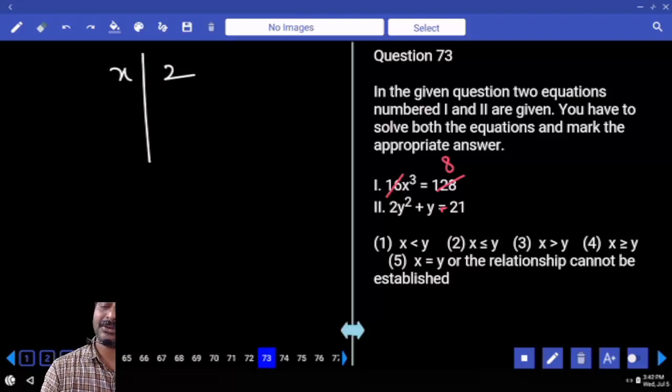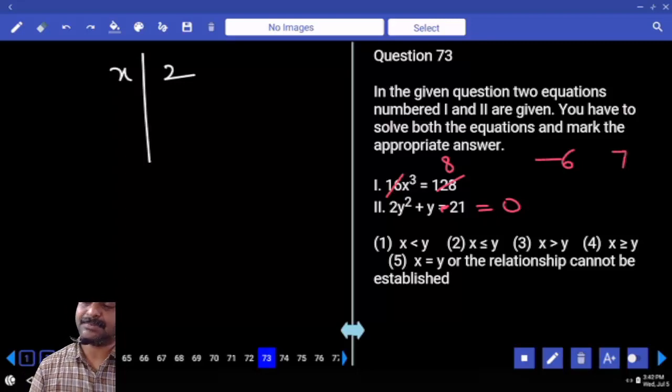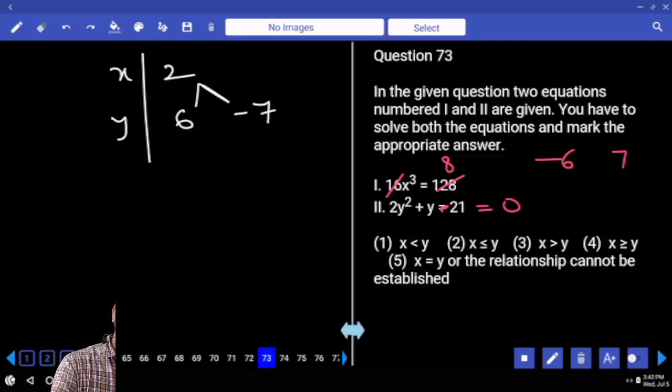Plus 21 goes to left hand side is equal to 0, right? Product minus 42. 6, 7. Minus 6 plus 7 is the combination. Then factors are plus 6 minus 7, correct? And 2 lies in between these two numbers. In between, no relation.